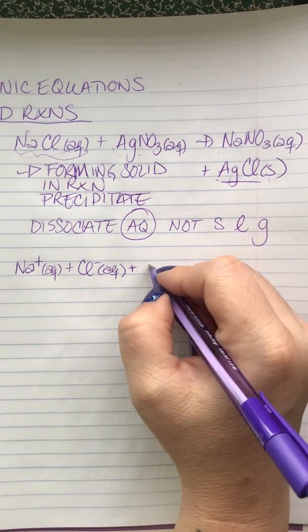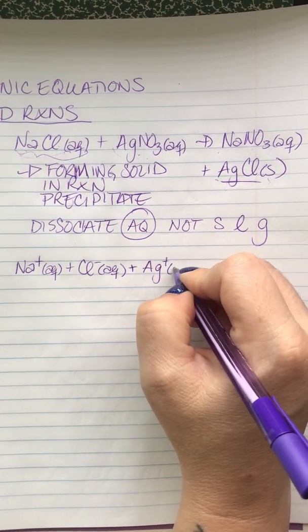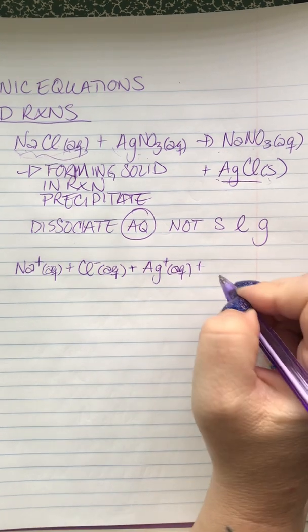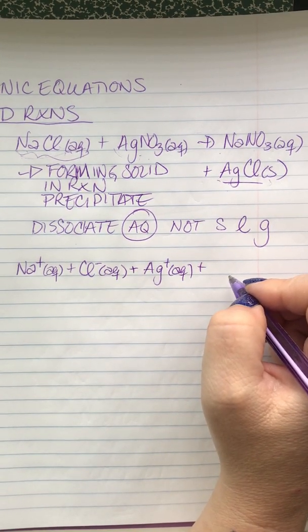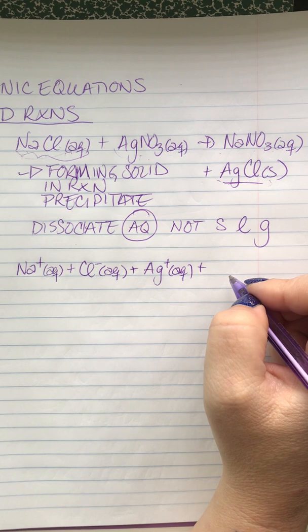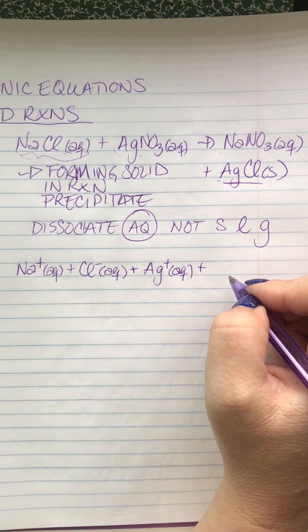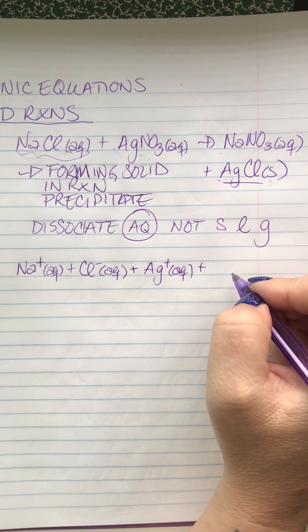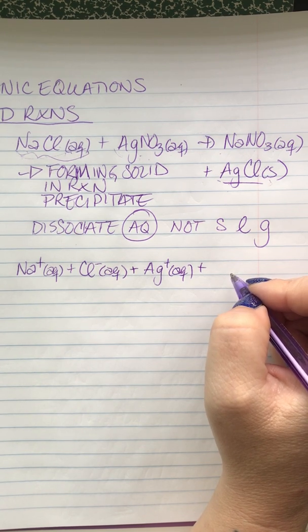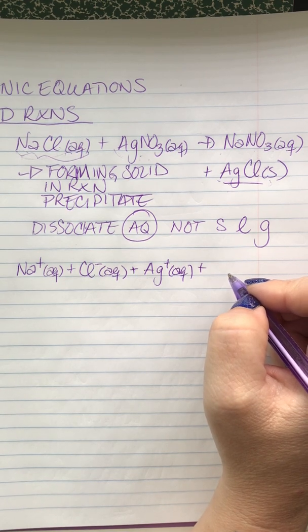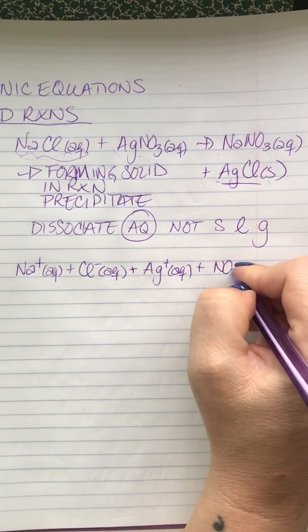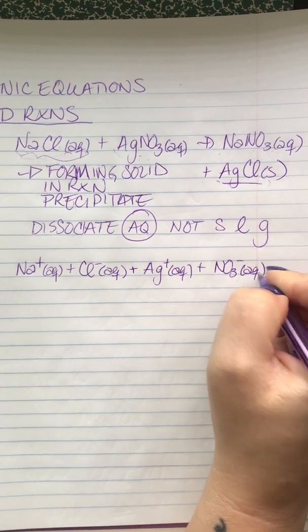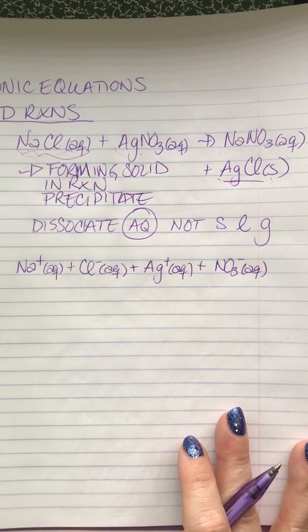Now what about when we dissociate this guy? Silver plus. We got silver plus and NO3 minus. Does it stay together? It does, right? So just a reminder, when we break up ionic solids, the polyatomic ions do not break up, right? They stay polyatomic ions. So, is everybody comfortable with how we got to there?